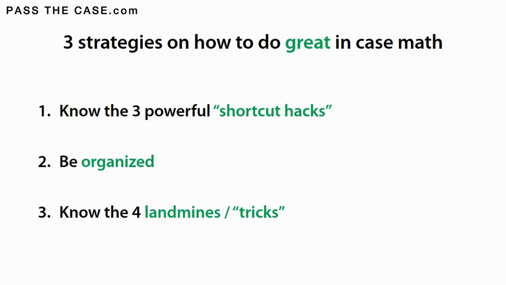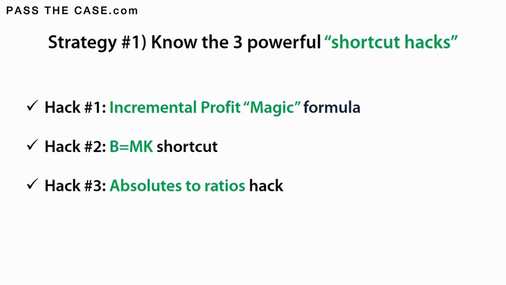Now let's talk about the three strategies on how to be great at calculating math. And hang tight, because we're going to go into great detail on each of these strategies in the next slides. First, you need to know three powerful shortcut hacks that will greatly reduce the number of calculations you need to do. Second, you must be organized. You should keep calculations separate from other information. And third, you need to be aware of the common landmines that case writers purposely put in the case to trick you. So let's discuss the first strategy, knowing the three powerful shortcut hacks. The first hack is what I call the incremental profit magic formula.